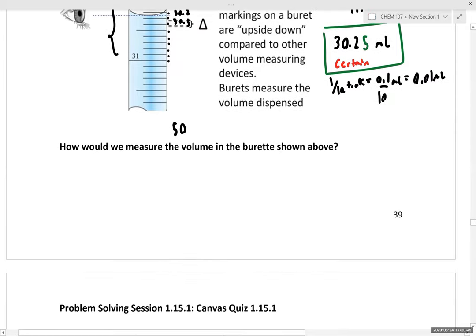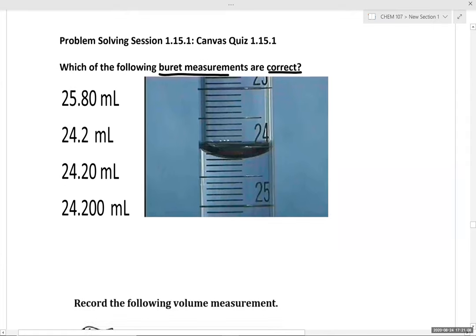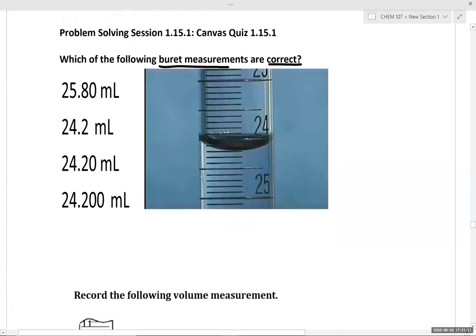So let's keep going and do an example. Given the following picture of a burette, I'd like you to tell me which of the following burette measurements are correct. This is found on page 40 of the unit 1 notes. Let's take about 2 to 3 minutes and try to get some responses in the chat. Remember, burettes are measured from top to bottom. The top is 0, the bottom is 50.